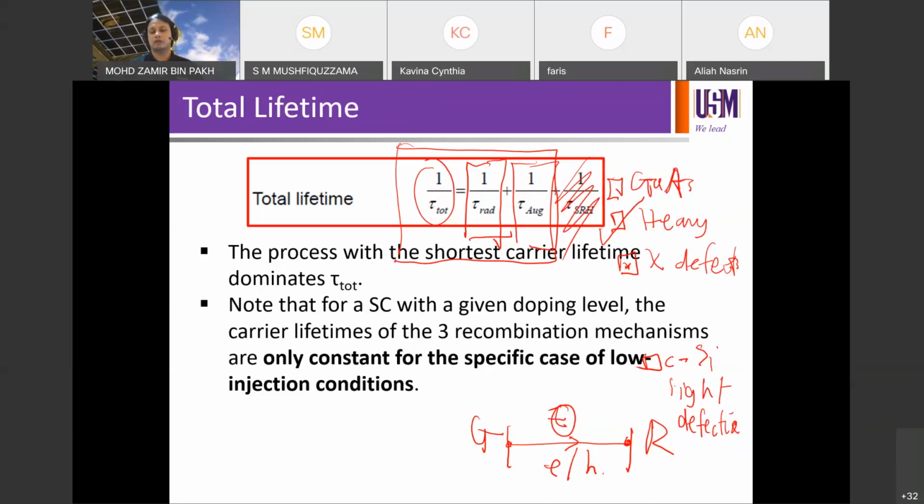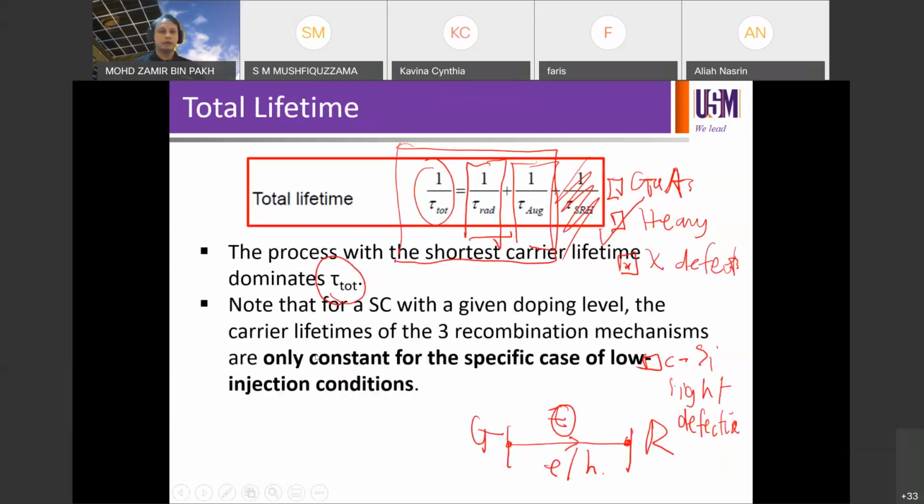It's relative to each other, of course. If it's not that high, then maybe it won't affect as much. But if it's in the middle, the value, you may have to include the component as well, just to see how it affects the whole equation, okay? So the process with the shortest lifetime dominates the tau total. The process, either Auger or SRH or radiative, which one has the shortest lifetime will affect the total lifetime of the carrier. So you have to look at the equation, right?